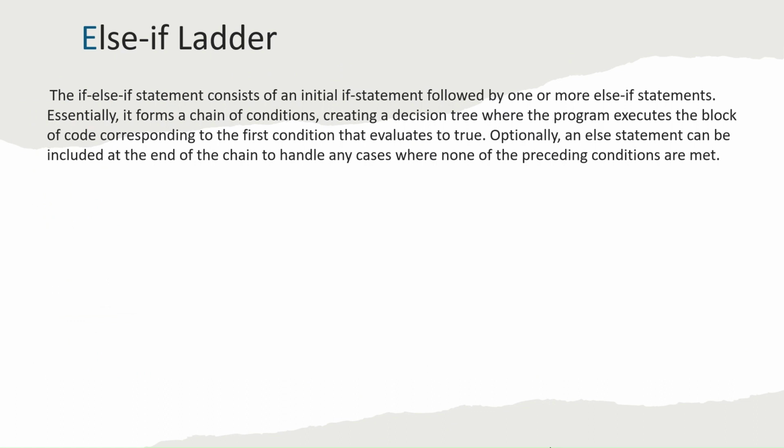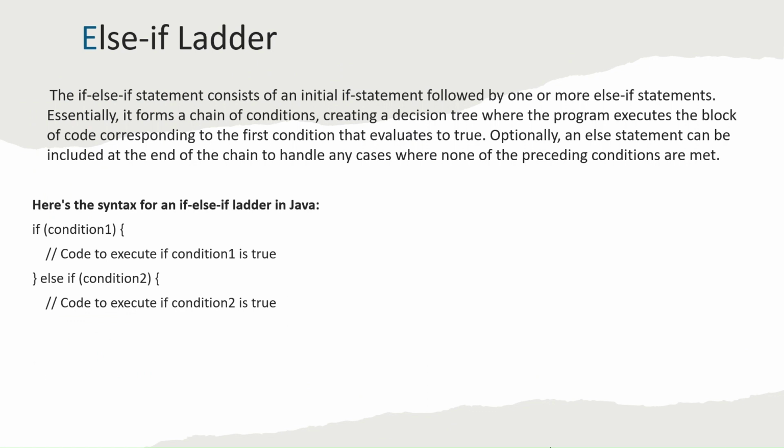Else if ladder. The if-else if statement consists of an initial if statement followed by one or more else if statements. Essentially, it forms a chain of conditions, creating a decision tree where the program executes the block of code corresponding to the first condition that evaluates to true. Optionally, an else statement can be included at the end of the chain to handle any cases where none of the preceding conditions are met.